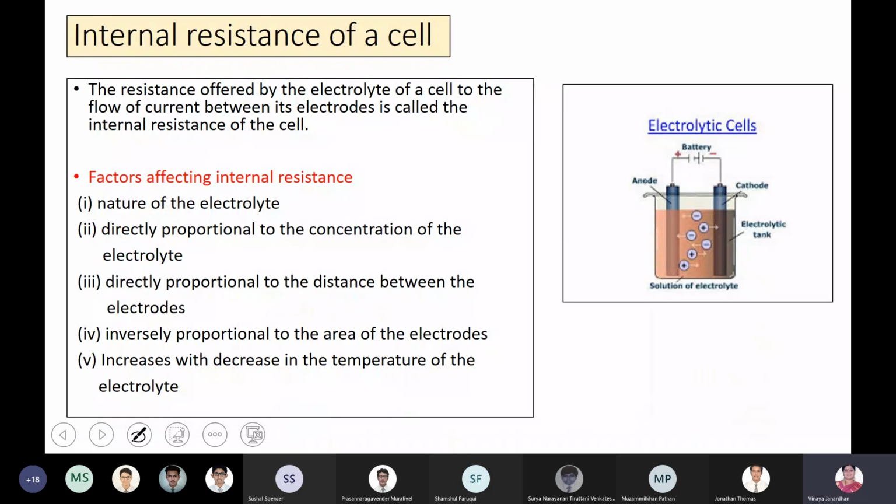Internal resistance of a cell. Now listen, boys, this is a basic electrochemical cell. You have two metal electrodes dipped in electrolytic solution, right? Say your electrolytic solution.